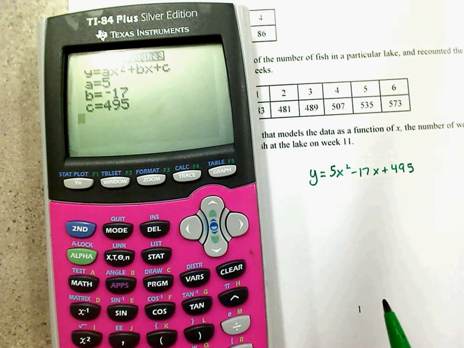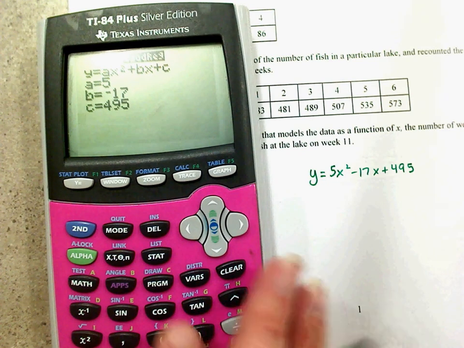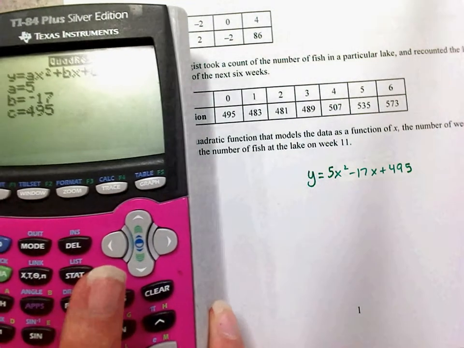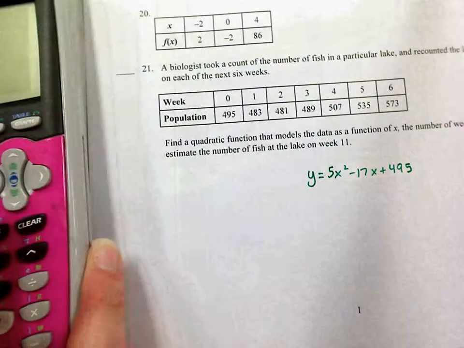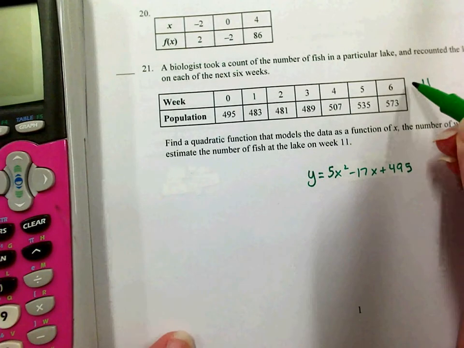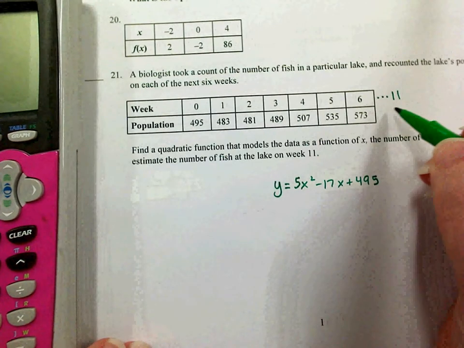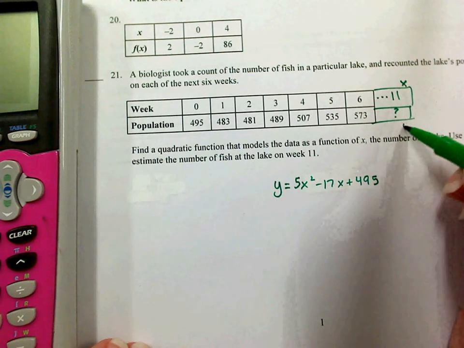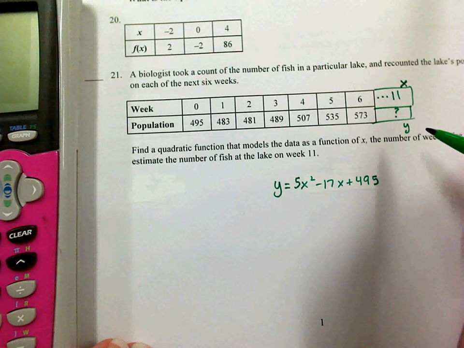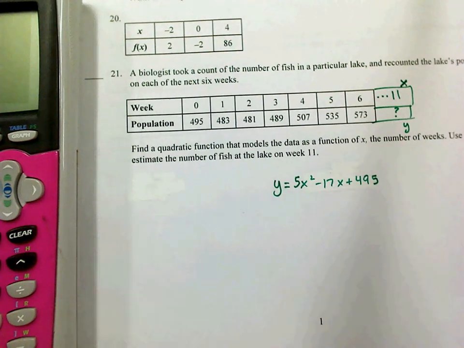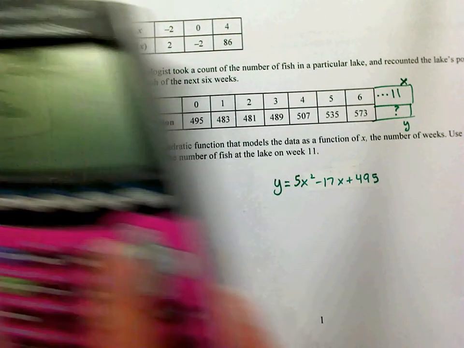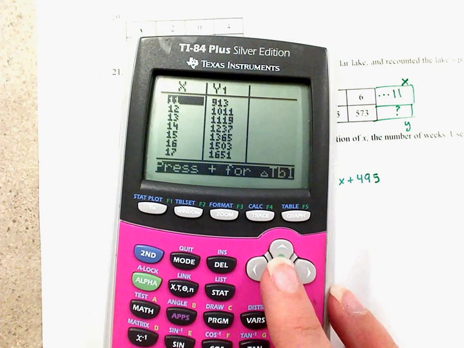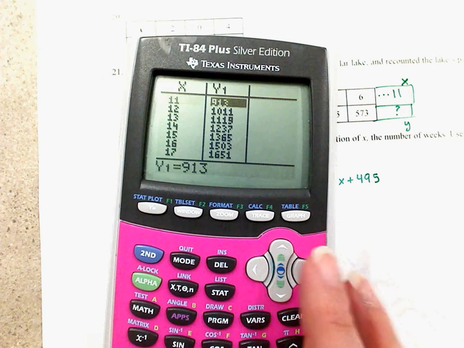It says estimate the number of fish in the lake at week 11. Week 11 has how many fish? This is an x value. I want to find the y value, right? Well, you have a couple different ways to do this. One of them is just to what? Okay, if you store it in your calculator and you go to table, and, well, I'm right there. When x equals 11, what does y equal? So week 11, I would say there are going to be 913 fish.